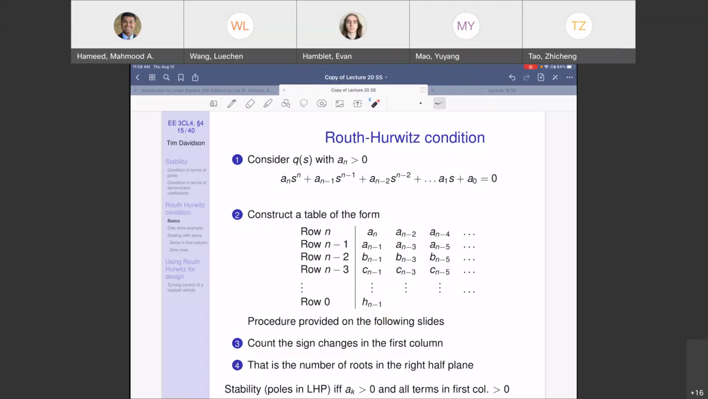So count the sign changes in the first column. We are looking for all of them to be greater than 0, right? If an is greater than 0 and all of them have to have the same sign, all AKs have to be greater than zero, and everything over here has to be greater than 0. So essentially, this is saying, let's see, AK has to be greater than 0. What does that mean? That means each of these values has to be greater than 0. Next, what does this mean? First column entries have to be greater than 0. That means these guys have to be greater than 0.